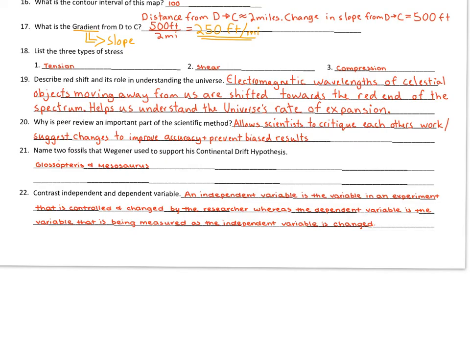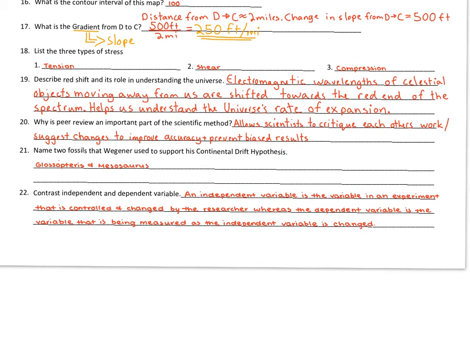Now, redshift and its role in understanding the universe. Redshift is the Doppler effect and the idea that when objects are moving away, their wavelengths are being stretched or expanded. Hubble used this to prove that the universe was expanding. That's why it's important.